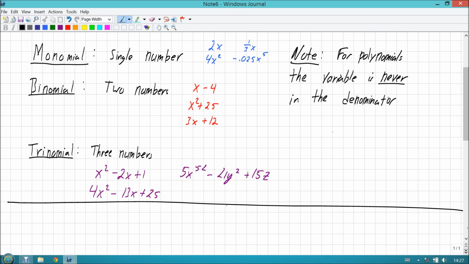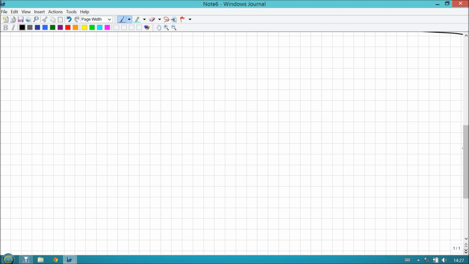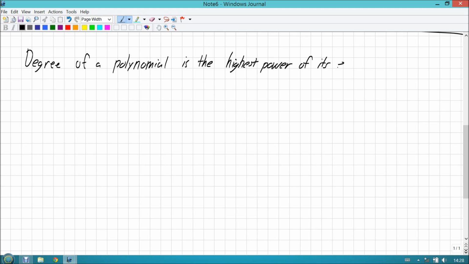So the next thing we need to learn about is finding the degree of a polynomial. So let's look at it. Degree of a polynomial. The degree of a polynomial is the highest power of its exponent. The degree of a polynomial is the highest power of its exponent.